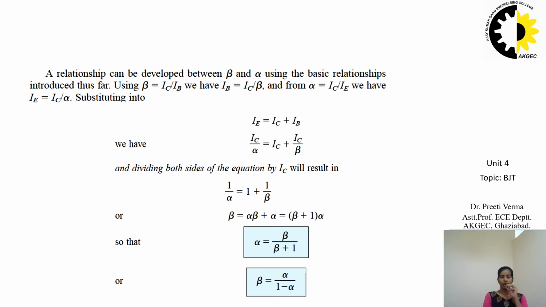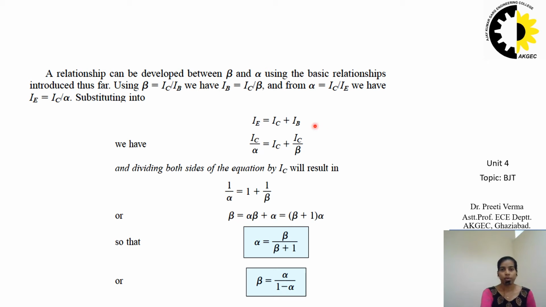Now we have studied the amplification factor, that is alpha for common base configuration and beta for common emitter configuration. Now we will see how we can establish a relationship between alpha and beta. A relationship can be developed between beta and alpha using the basic relationships that we have seen. Using beta is equal to IC by IB, we have IB is equal to IC by beta, and from alpha we have IC upon IE. So we can write IE is equal to IC upon alpha.